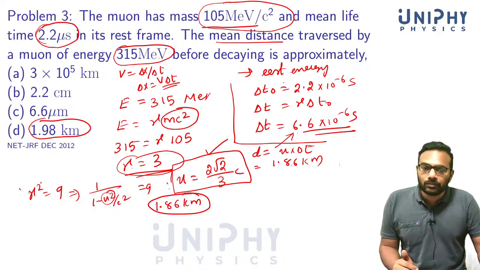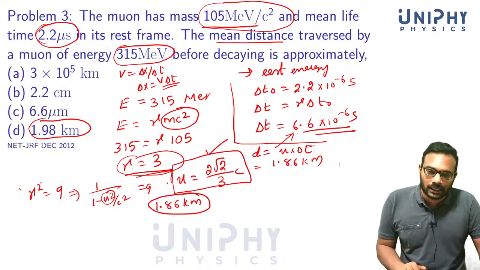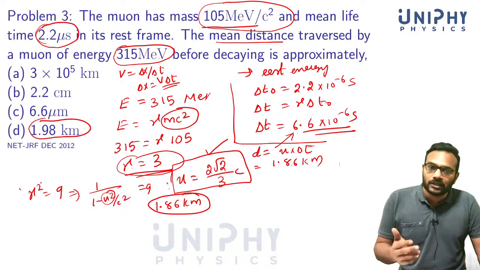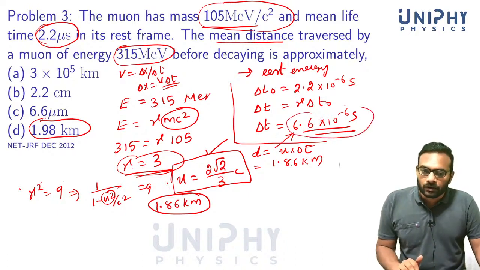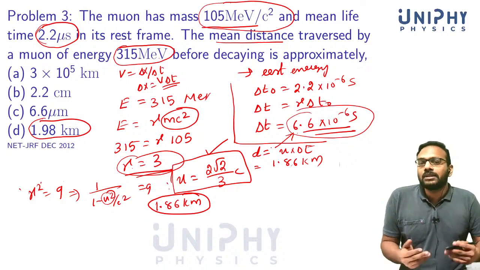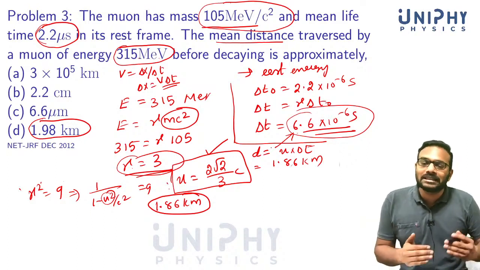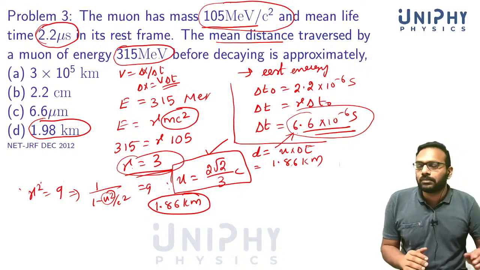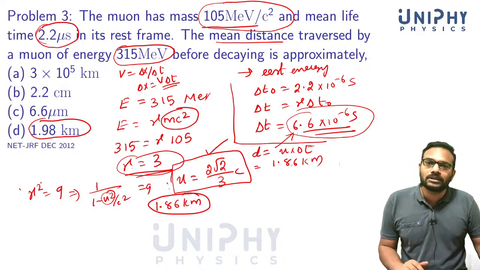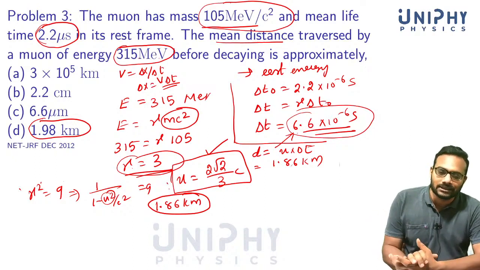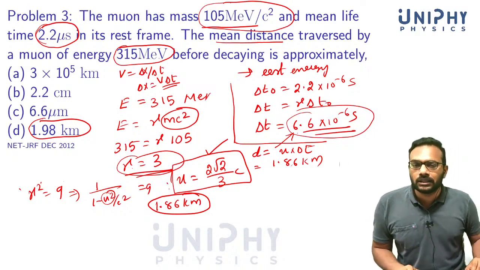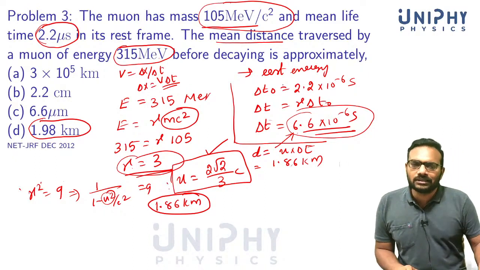Now using gamma we also found the lifetime as observed from this particular frame. That would be the proper lifetime multiplied by gamma, and we got the lifetime also. So we got the lifetime, we got the speed at which it's moving. Now you just have to calculate how much distance this will travel. So you just multiply the velocity by the lifetime of the muon, and you get the average distance the muon will traverse.